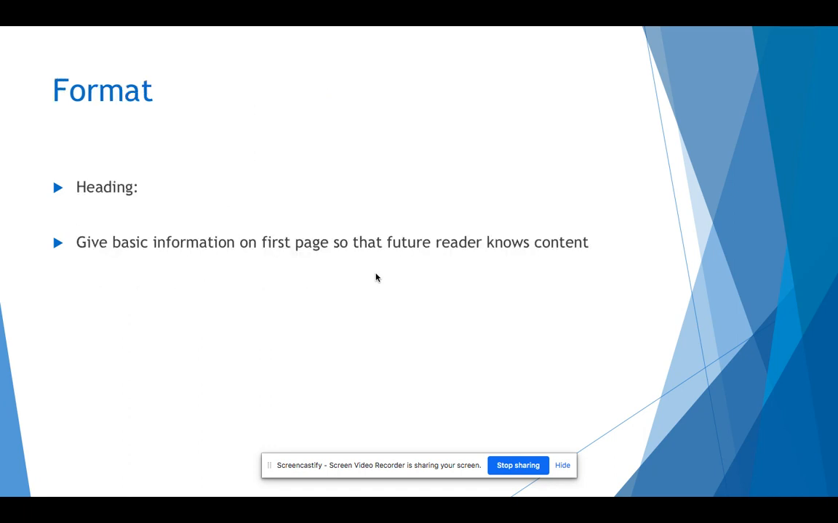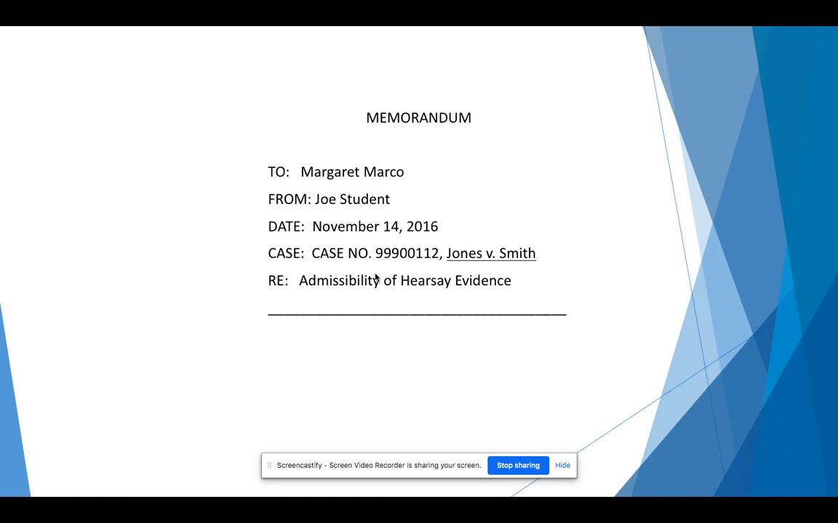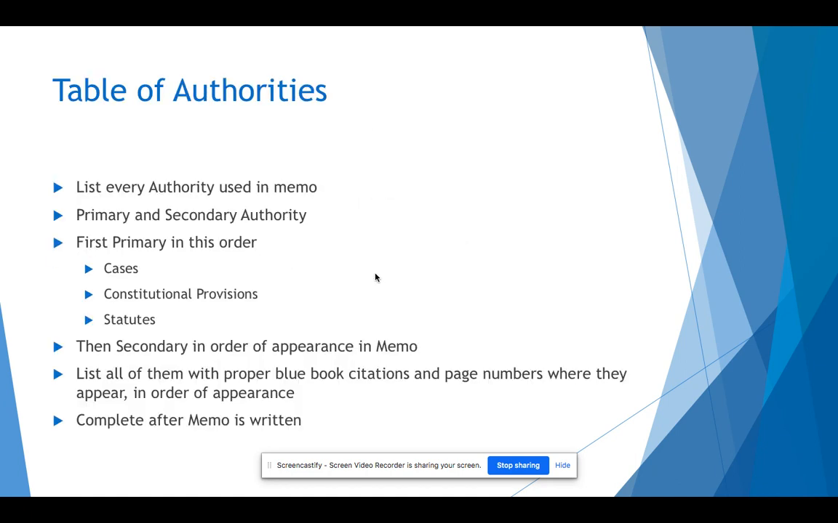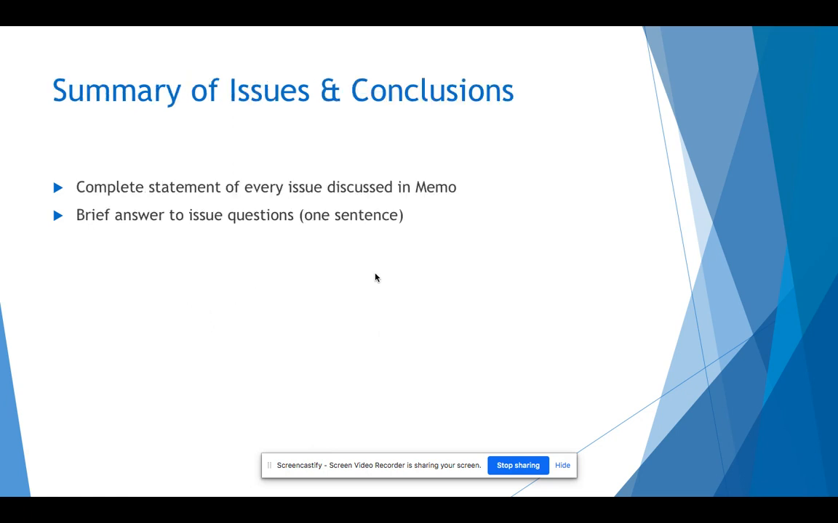I guess I'm missing something. So kind of going ahead of the slides. But remember, our heading is: memorandum on top, to the reader, from the writer, the date, and then the regarding line. Then here's our table of contents. Here's our table of authorities. Here's our summary of issues and conclusions.